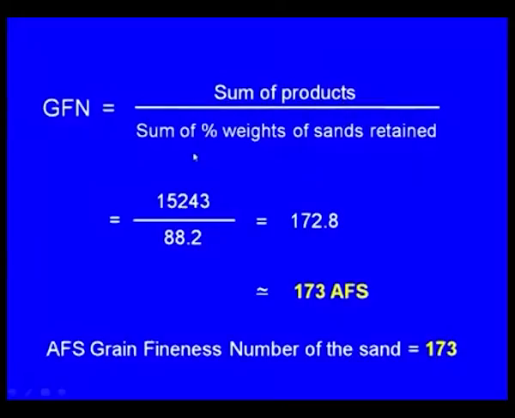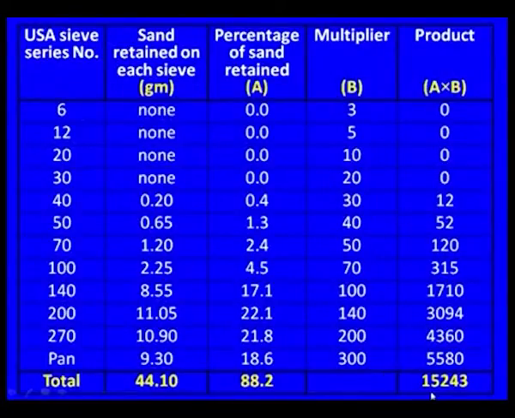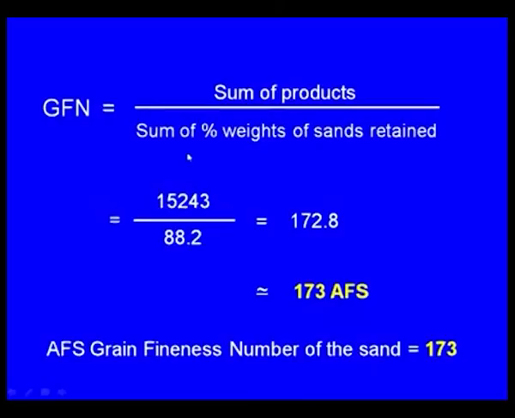Now, we will find out the grain fineness number. Grain fineness number is equal to sum of products divided by sum of percentage weights of sands retained. What is the sum of products? Sum of products is this much, 15,243, and sum of percentage of the sands retained is 88.2. So now we have substituted those values in this formula. Now, we are getting grain fineness number is equal to 172.8, or approximately 173 AFS. So, the AFS grain fineness number for this sand is 173.